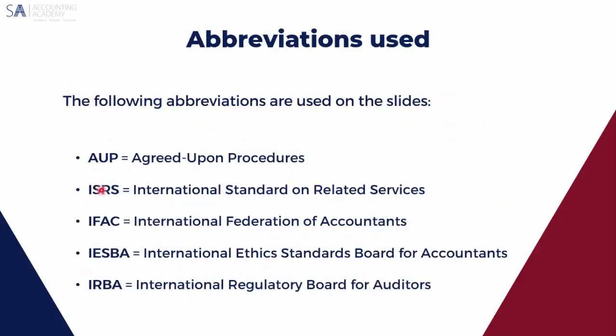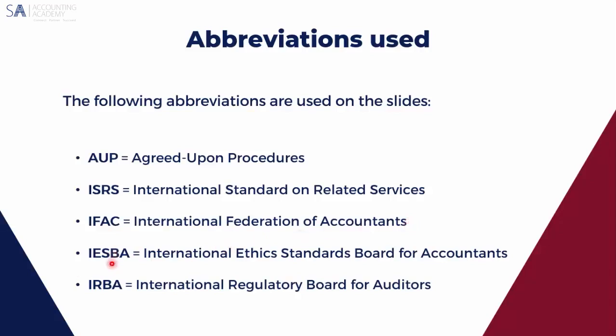The abbreviations that I'll be using for today is AUP, so that means agreed upon procedures, right? ISRS is the International Standard on Related Services. IFAC is the International Federation of Accountants that we belong to via our membership bodies. So if you're a SAICA member, SAICA is a member of IFAC, CIPC is a member of IFAC, CIBA is a member of IFAC, and so on and so forth.